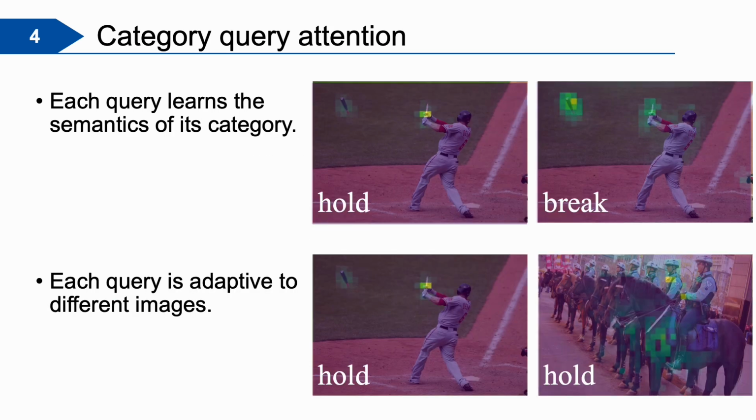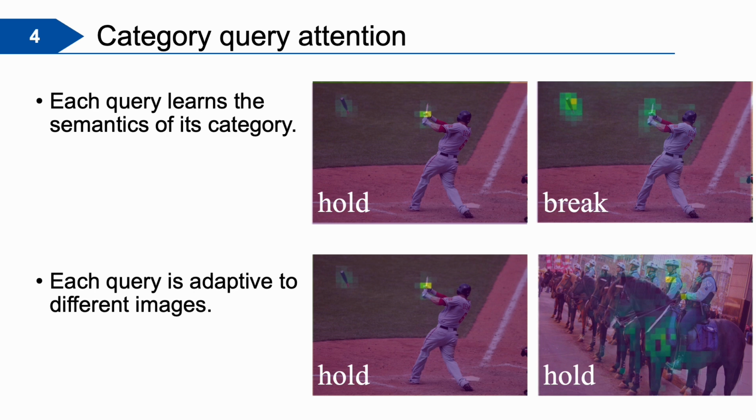We also visualize the attention map to see what the category queries actually learn. We find that each query learns the semantics of its category. For the first example, in the same image, the hold query focuses on the baseball bat in the person's hand. The break query focuses on the part of the bat that is broken and in the air.